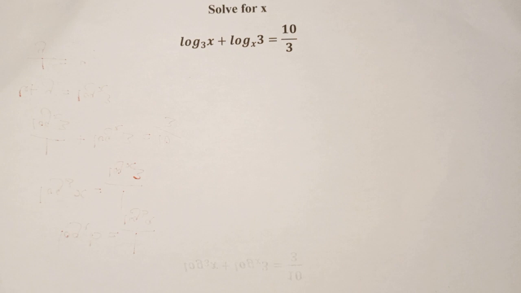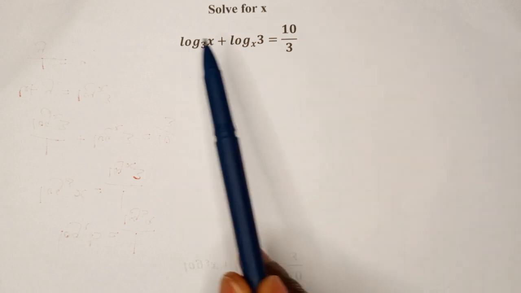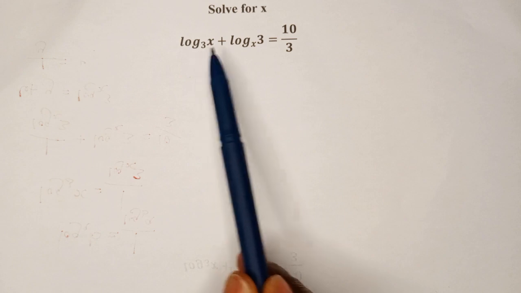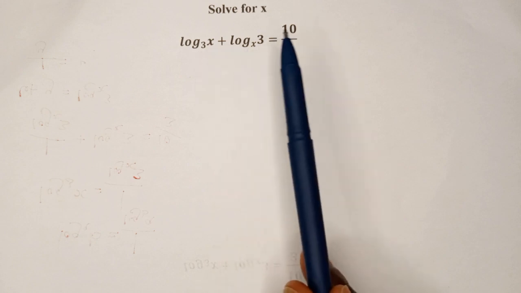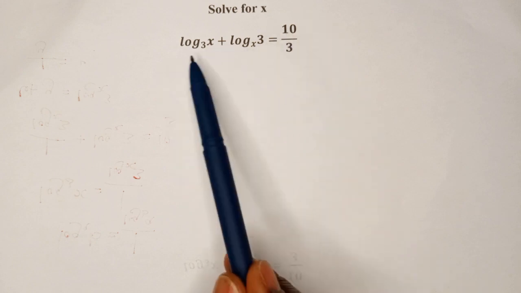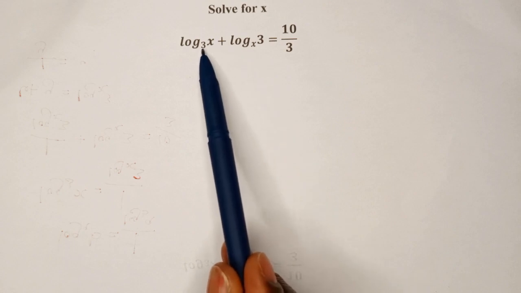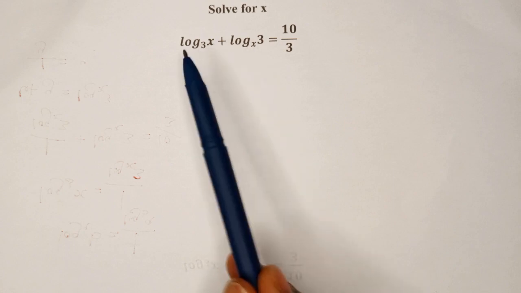Today we are solving further logarithm. So the question is: solve for x, log x to the base of 3 plus log 3 to the base of x is equal to 10 over 3. Now we can't solve when the base here is 3 and the base here is x. So we can do this.